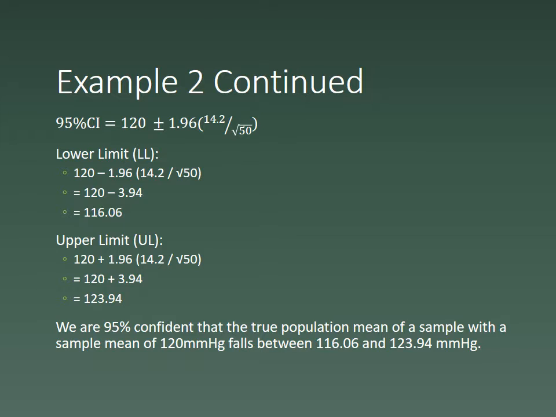So what does that mean? Well, it means that we're 95% confident the true population mean of a sample with a sample mean of 120 millimeters of mercury falls between 116 and 123.9 millimeters of mercury. So if we took 100 samples, 95 of them would have a mean between 116 and 123.9 for their systolic blood pressure.